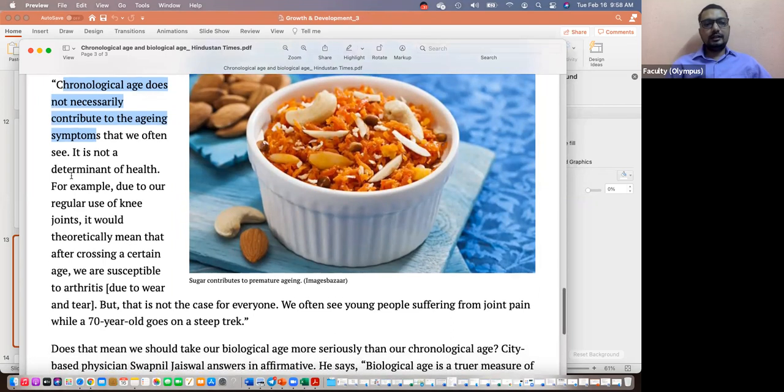So chronological age may not be the determinant of actual health. It can give you a clue about what symptoms a 30-year-old or a 40-year-old would experience, but it may not be the real determinant of health. What is the real determinant of health? It must be your biological age.